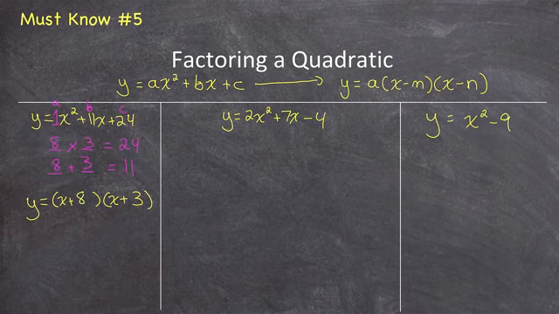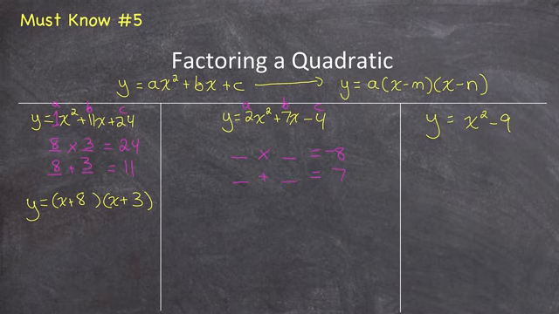The next type of quadratic you have to know how to factor is one where the a value is not 1. When that happens, we're still going to find a product and sum, but this time we're going to find numbers that have a product of a times c, 2 times negative 4 is negative 8, and a sum of the b value, 7. The numbers that satisfy that product and sum are 8 and negative 1.